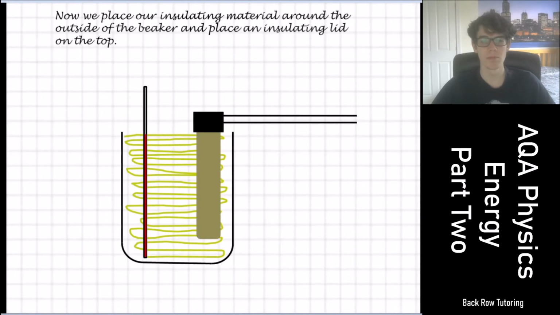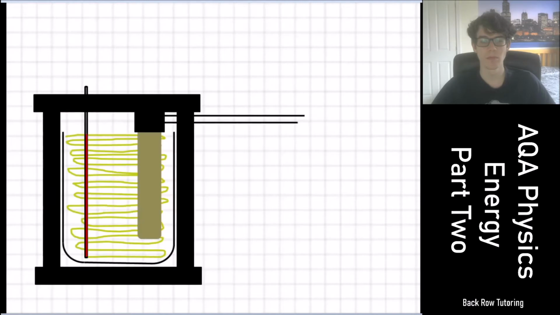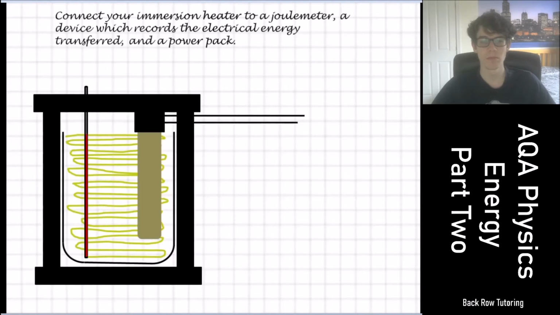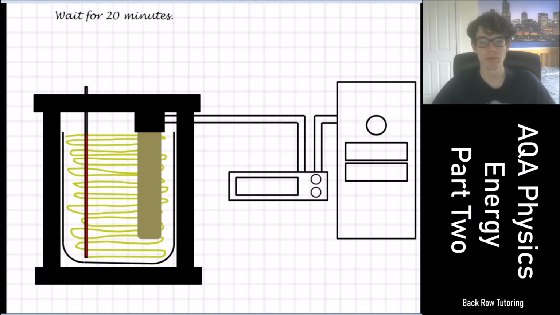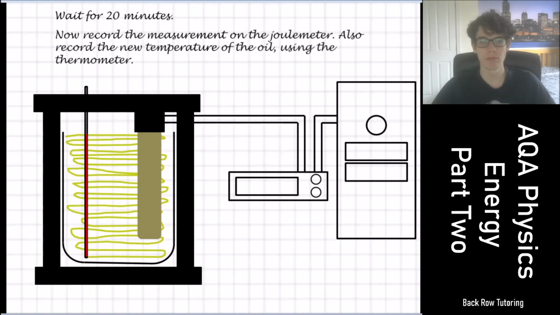Now we'll place our insulating material around the outside of the beaker and place an insulating lid on the top. Connect your immersion heater to a joule meter, a device which records the electrical energy transferred, and a power pack. You now need to wait for 20 minutes, and once this time is up, you need to record the measurement on the joule meter. Also record the new temperature of the oil using the thermometer.